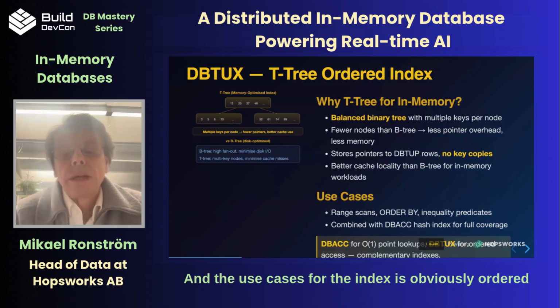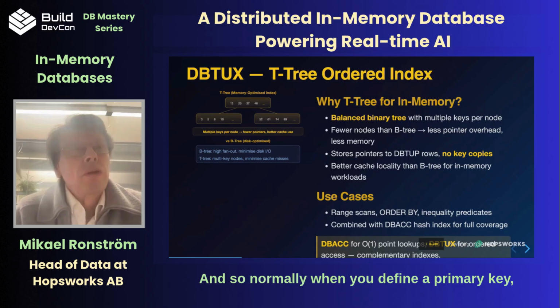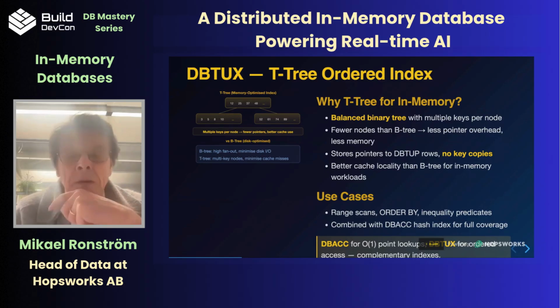And the use cases for the index are obviously order by mostly and inequality predicates. Normally when you define a primary key, for example, you get both the hash index and the T tree ordered index.